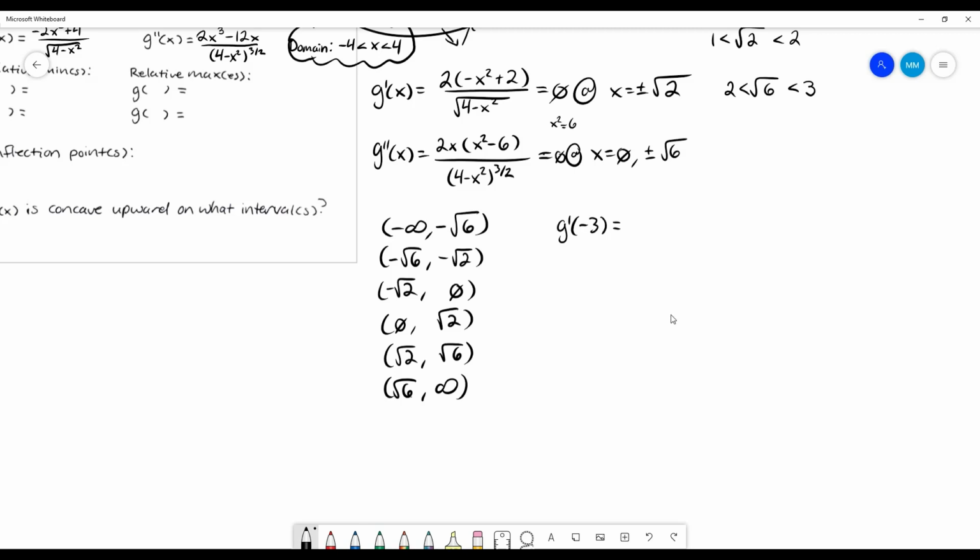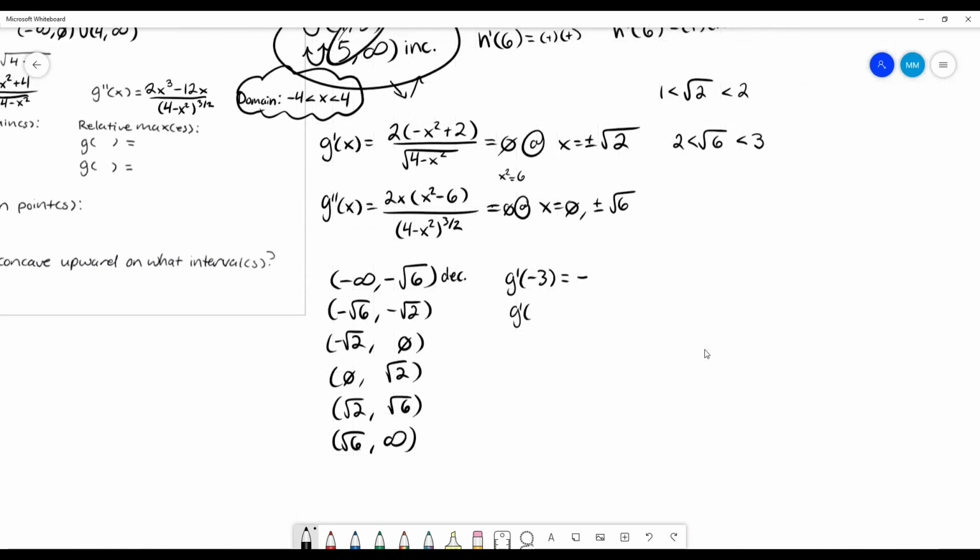That's going to be 2. Negative 3 squared is 9. Negative 9 plus 2 is negative, so it is decreasing. Then I can use a 2 here, because neither of those are equal to 2. But 2 is between them, I see, so I'm going to use a negative 2. That's going to be negative 4 plus 2 is negative, still decreasing.